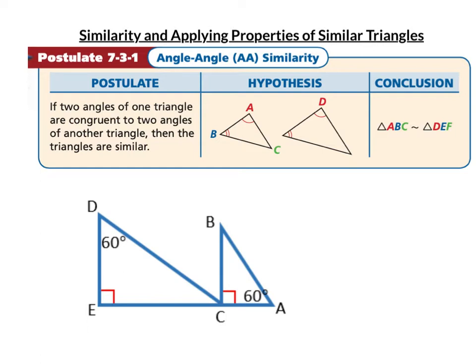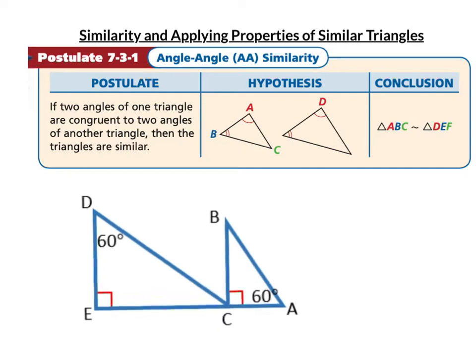Think about why. If two angles are congruent in two triangles, I know in each triangle, all three angles add to 180. That means that third angle has to be the same angle in both of those triangles because they both add to 180 degrees. You'll see an example below. But all I need are two angles because automatically, if two are congruent, all three are congruent. This is called angle-angle similarity.